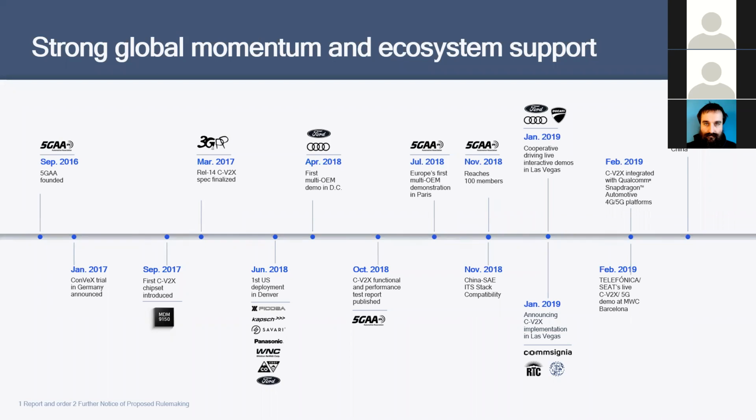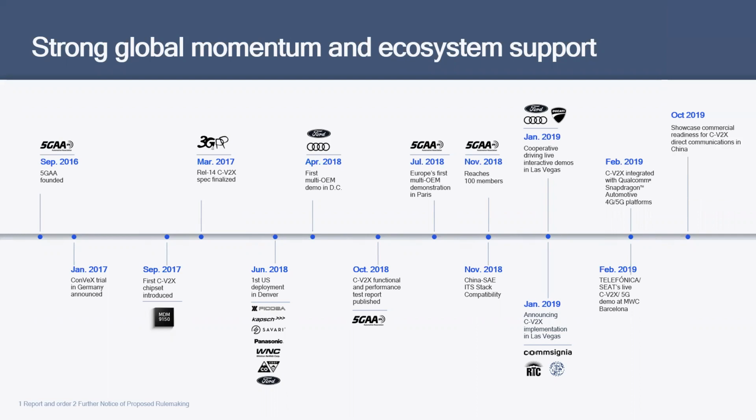Then a bit of timeline on how the C-V2X technology development looked. We had the Release 14 spec finalized in March 2017. By September 2017, we had the first C-V2X chipset introduced, which we call the MDM 9150 chip. By April 2018, we already had the first multi-OEM demo, which involved Ford and Audi. By October 2019, there was already a showcase of commercial readiness for C-V2X direct communication in China.